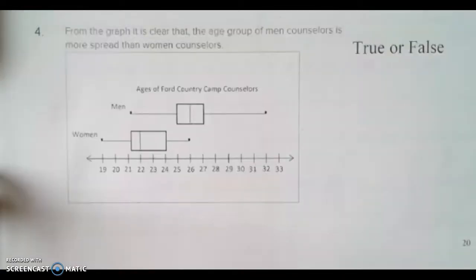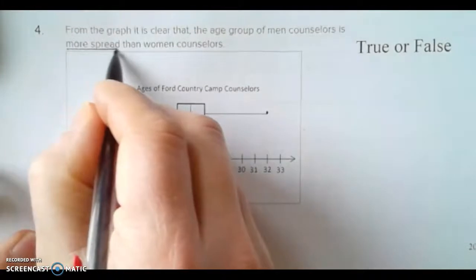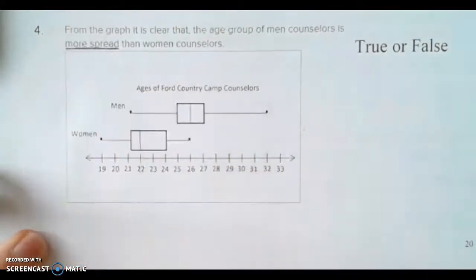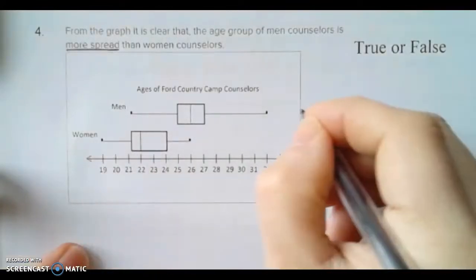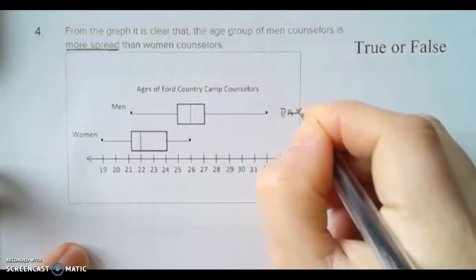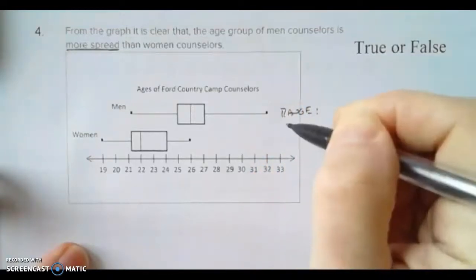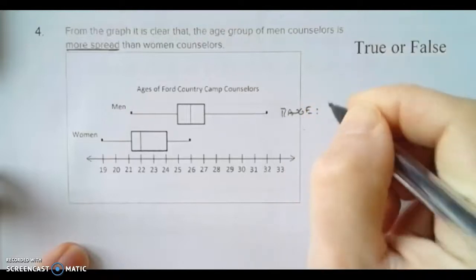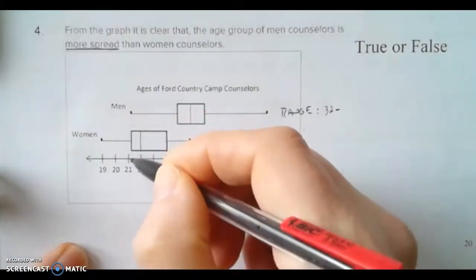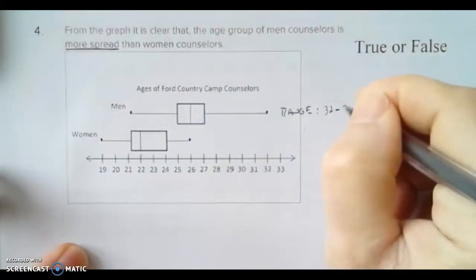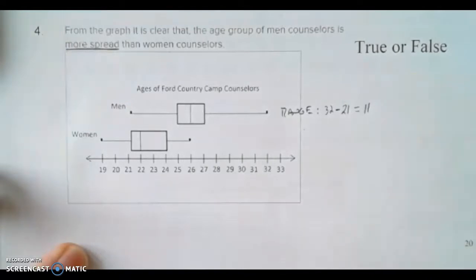In example 4, it says that from the graph, it is clear that the age group of men counselors is more spread out than the age of women counselors. Again, they're talking about being more spread out, so they're talking about the ranges in their ages. We can find the range for the men counselors and the women counselors very easily. For the men counselors, the highest age is right here at 32, minus the lowest age right here, which is about 21. 32 minus 21 is equal to 11.